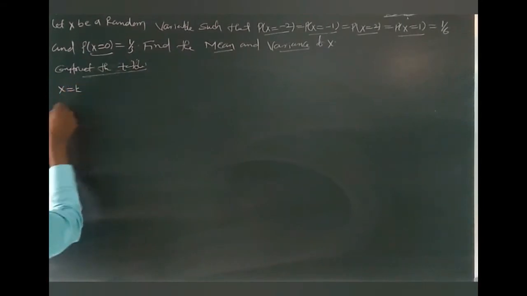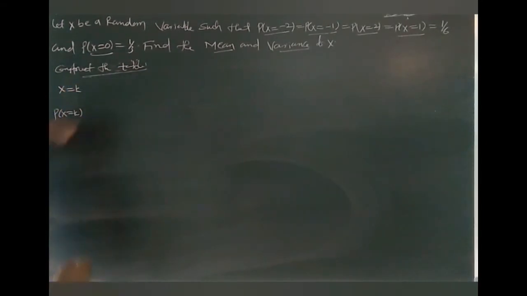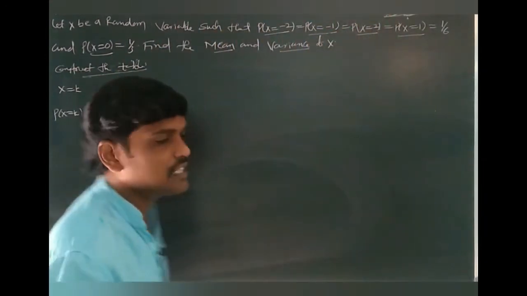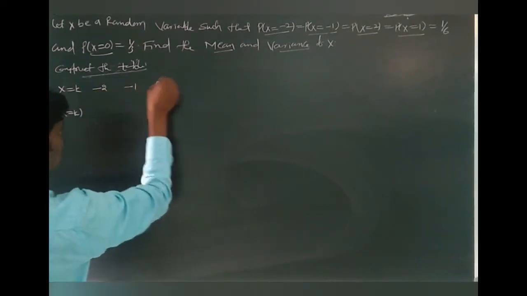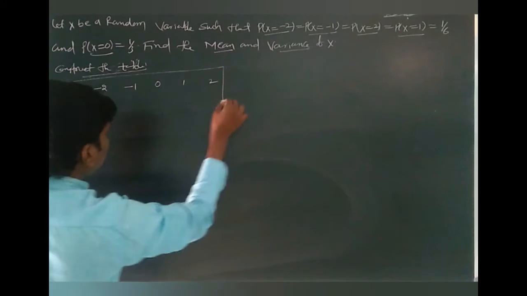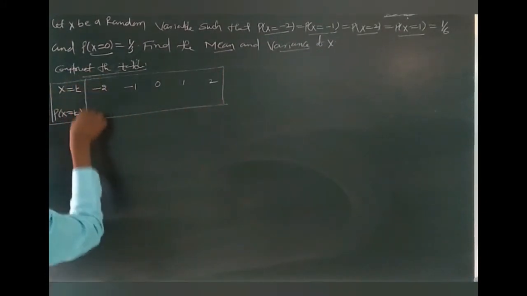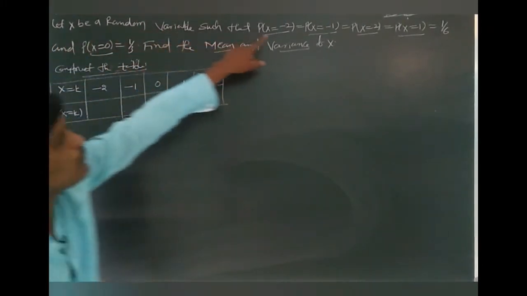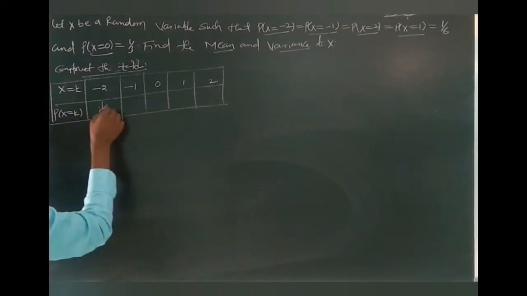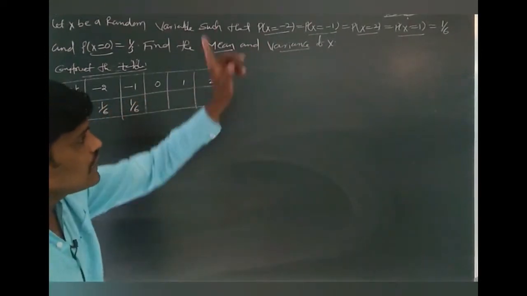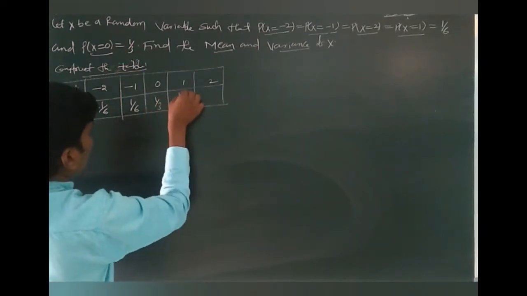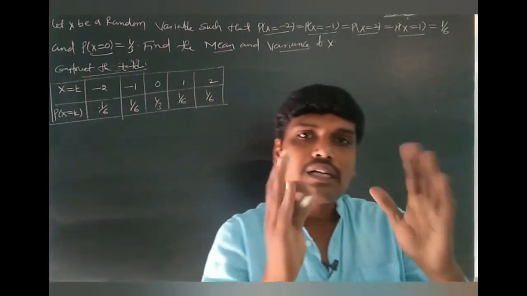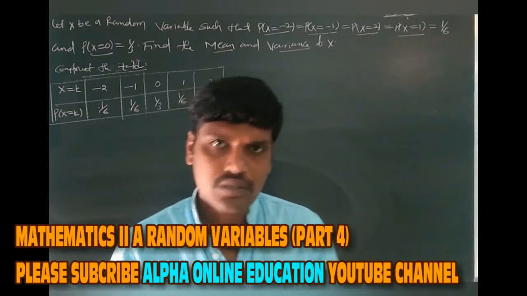X is equal to k. Probability of x is equal to k. Least value is -2, -1, 0 is there, 1 is there, 2 is there. That's why you can write -2, -1, 0, 1, 2. Here the probability is also given for each value. What is the probability of -2? -2 probability is 1 by 6. -1 probability is 1 by 6. 0 probability is 1 by 3. 1 probability is 1 by 6. 2 probability is also 1 by 6. First you construct the table, then you will easily understand and do that problem.